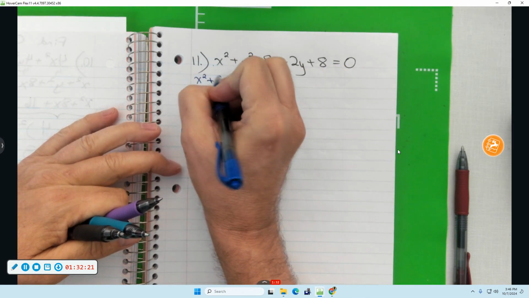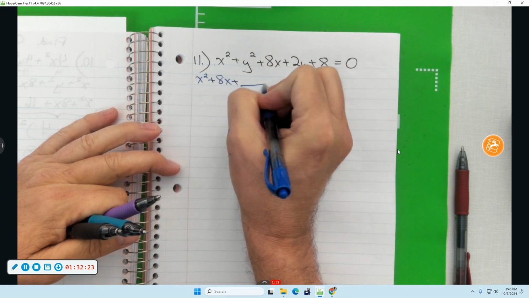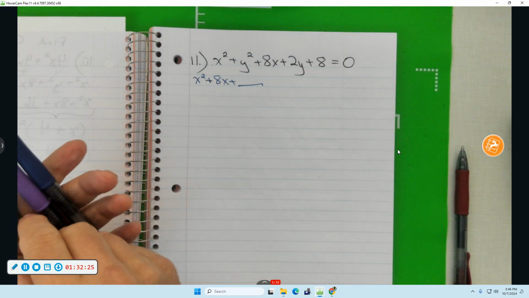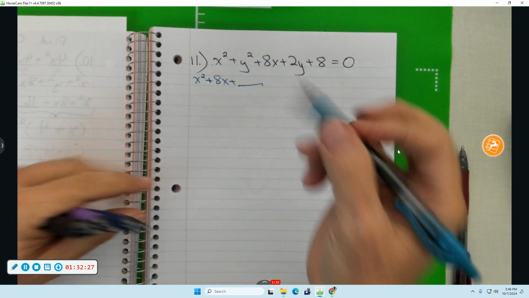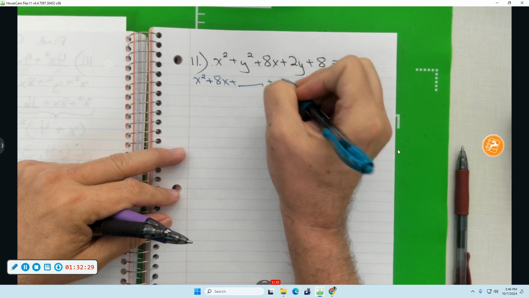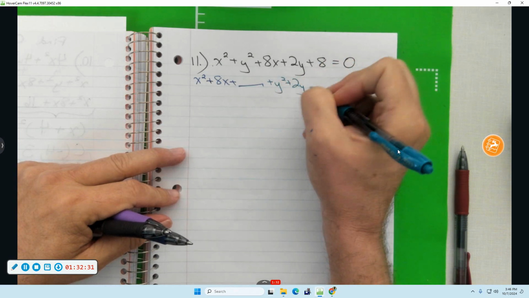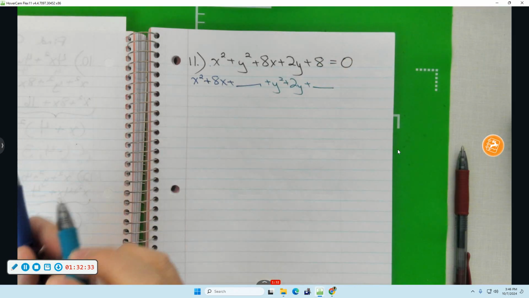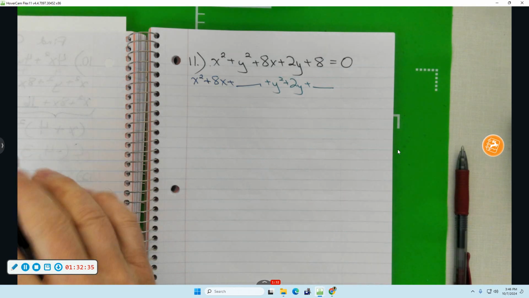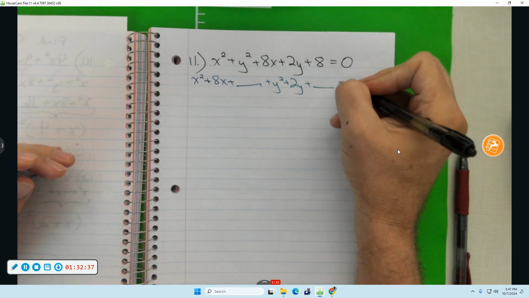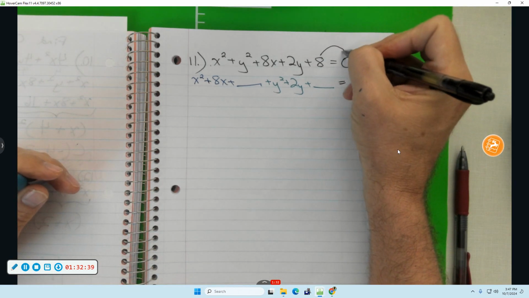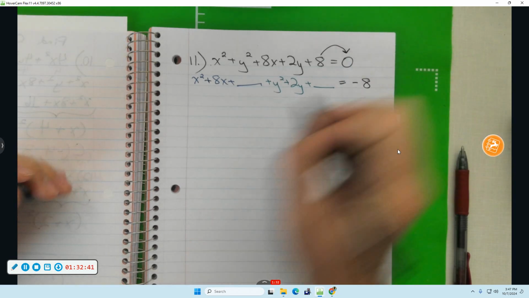X squared plus 8x plus skip some space. And then put the y's together, okay? Y squared plus 2y plus skip some space. Then what am I going to do? Okay, move that constant over to give me negative 8. Good.